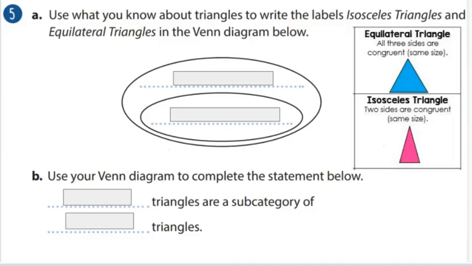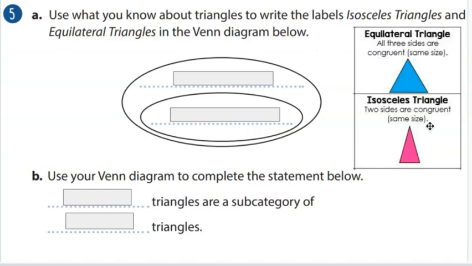All right, so on page 576, looking at question 5, it's really important to understand the definition of these two here. Equilateral triangles means all sides are congruent, and an isosceles triangle means that at least two sides are the same. So use what you know about those triangles to create this Venn diagram. You can see that I have this larger oval, and then I'm going to have an oval inside of it. So we have to think, are all equilaterals isosceles, or are all isosceles equilateral?